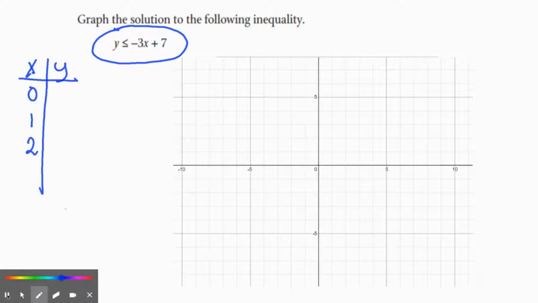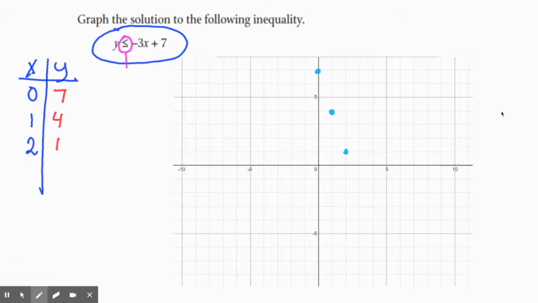The next thing you want to do is make a table. I'm going to use the values for x, 0, 1, and 2. I'm noticing as x is getting larger, the y values are getting smaller, so this function is decreasing. We'll talk more about that in the coming sections.